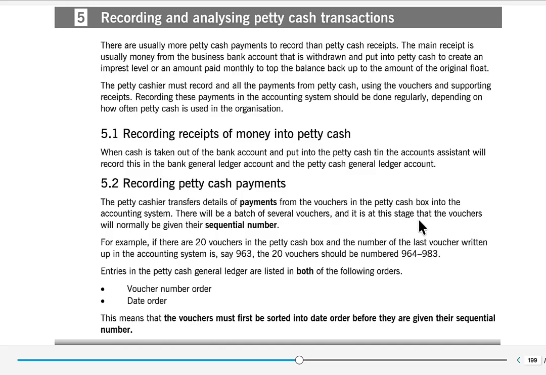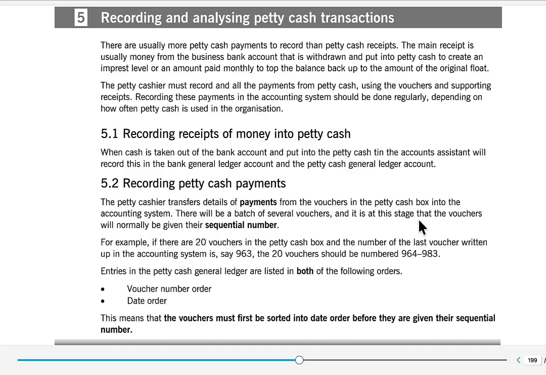Why recording petty cash payments is important. Let me explain why this lesson matters. If you do not record petty cash payments, the accounts will be wrong. Expenses will look too low, and petty cash will look too high. Also, the business will lose control because petty cash can disappear easily if it is not properly recorded. That is why voucher records and regular posting are important controls.